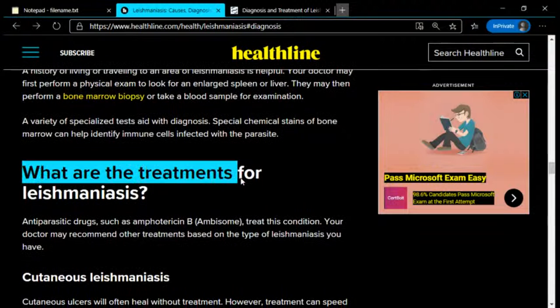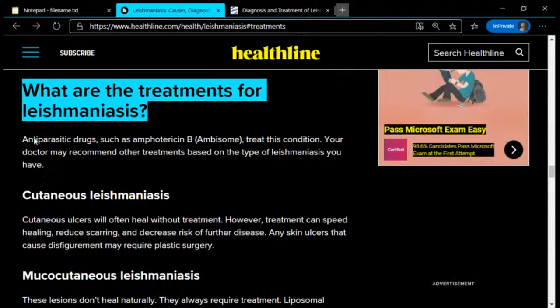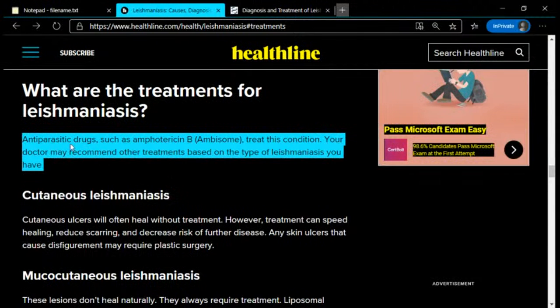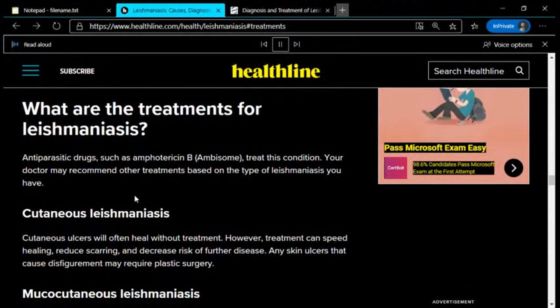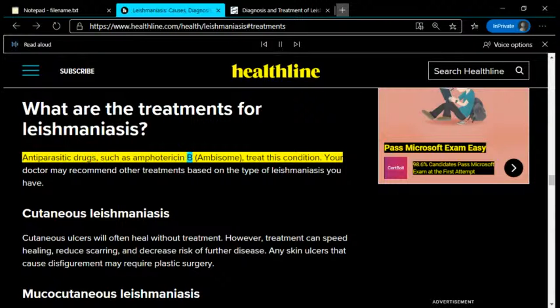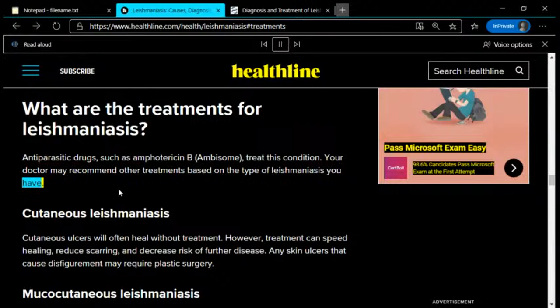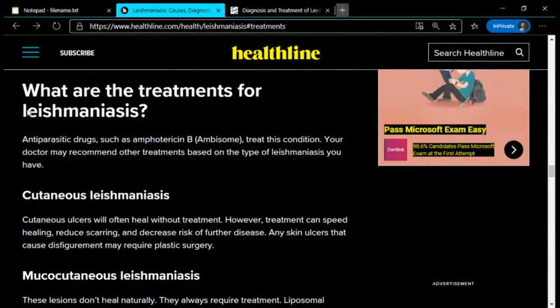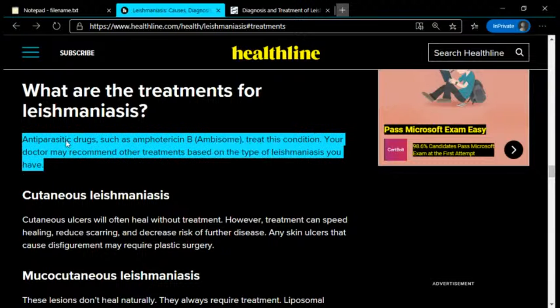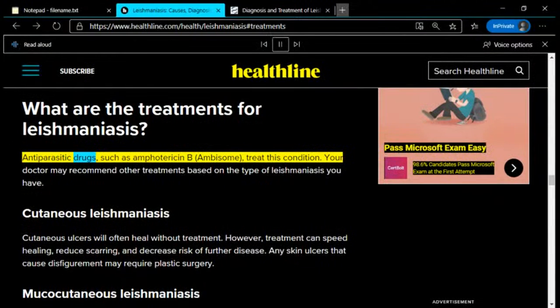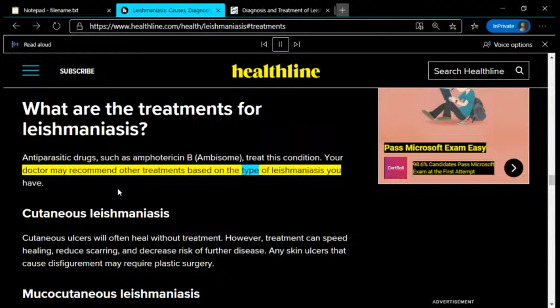And the treatment, the most important subject that we were looking for to add to our research, is this. Let's read it out loud. Antiparasitic drugs, such as amphotericin B, AmBisome, treat this condition. Your doctor may recommend other treatments based on the type of leishmaniasis you have. Very important information on how to treat leishmania. Let's read it again. Antiparasitic drugs, such as amphotericin B, AmBisome, treat this condition. Your doctor may recommend other treatments based on the type of leishmaniasis you have.